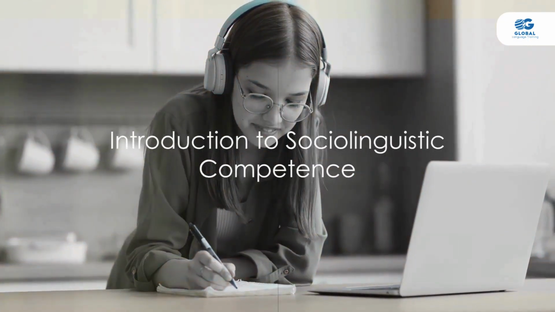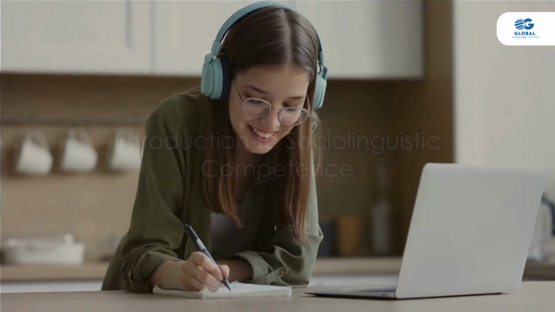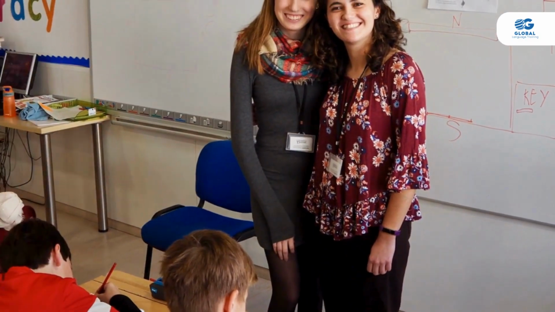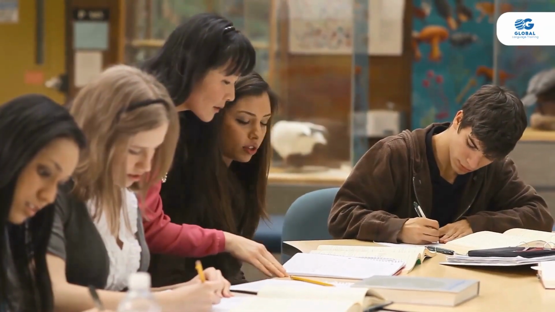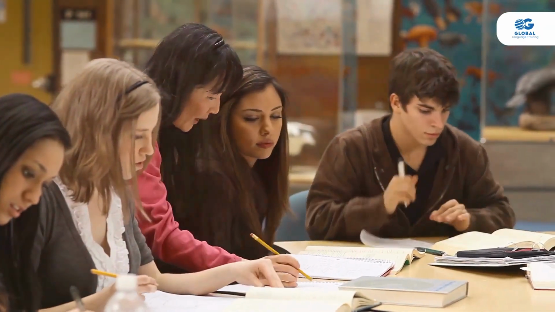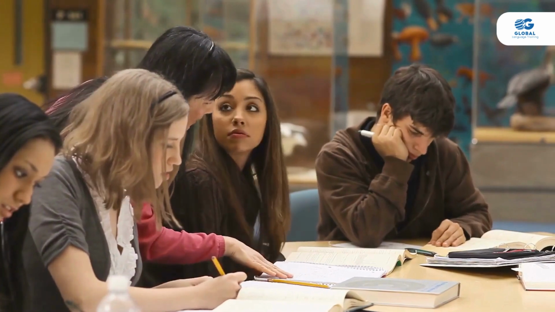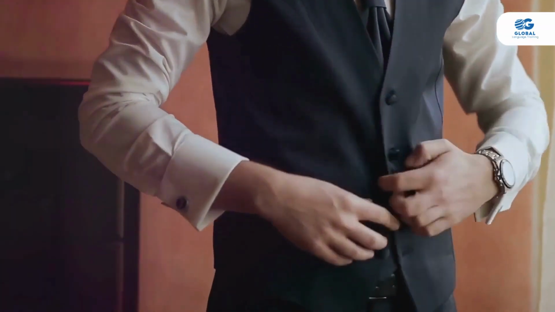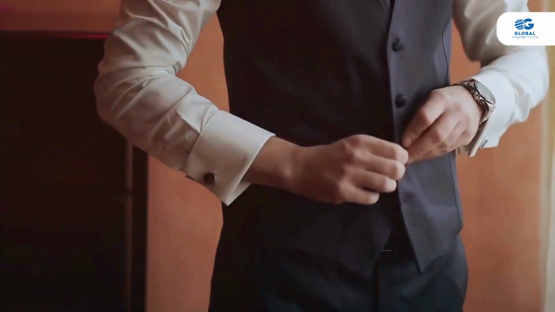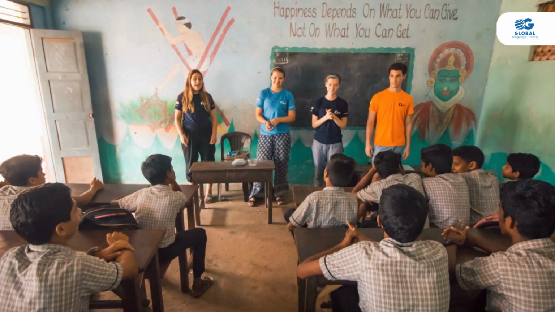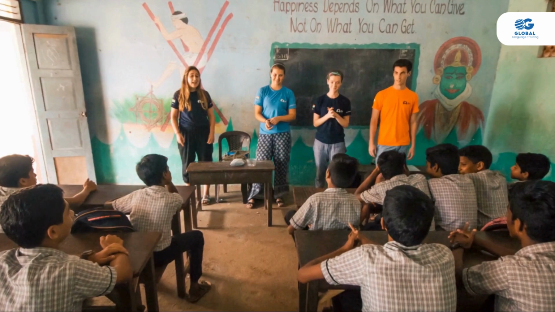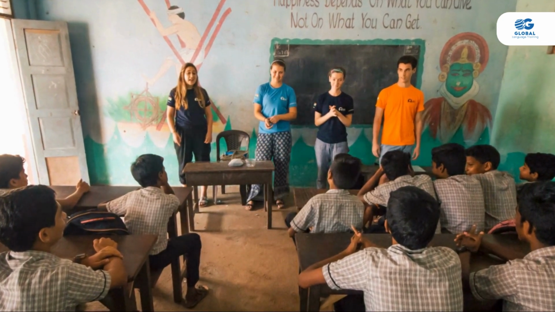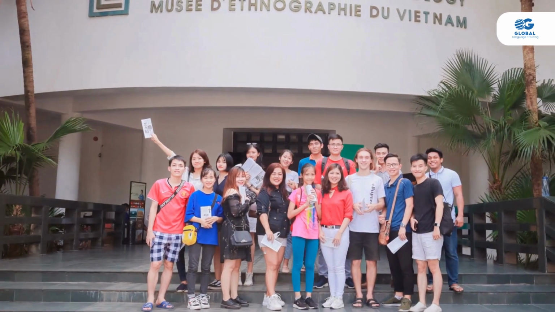Ever asked yourself, what is sociolinguistic competence and why is it important in teaching English? Well, let's demystify it together. Sociolinguistic competence is the ability to understand and use language appropriately within various social contexts. It's like knowing when to wear a tuxedo or a t-shirt, but with words instead of clothes. It's about recognizing the subtleties of language use, formal versus informal settings, the nuances among different social classes, and the unspoken rules of cultural norms.